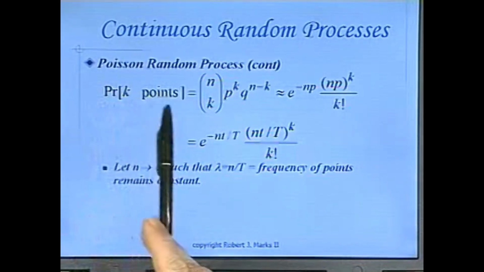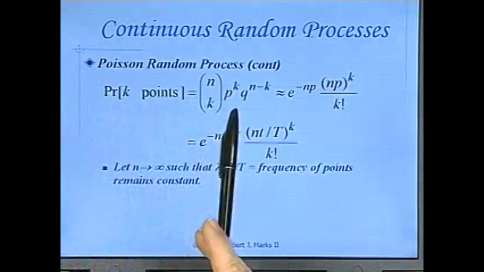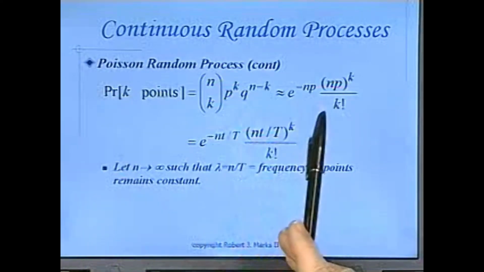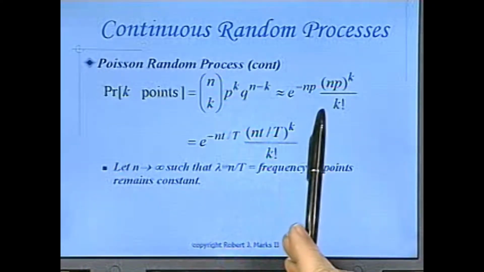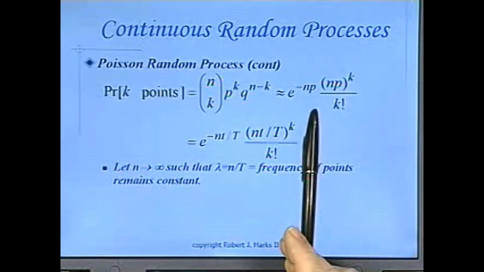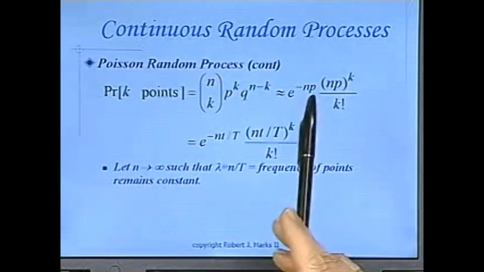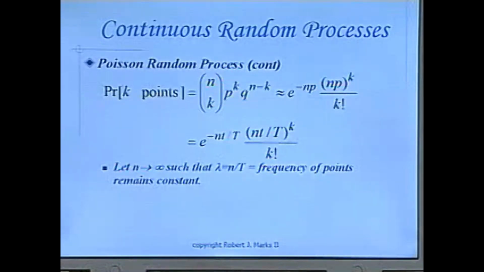The probability of getting k points is rigorously a binomial, but becomes closer and closer to a Poisson random variable under the conditions that p is small and n is big. And the smaller p gets and the bigger n gets, the better and better this approximation becomes.